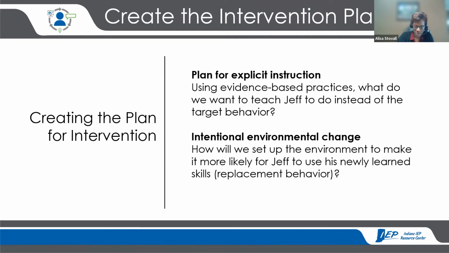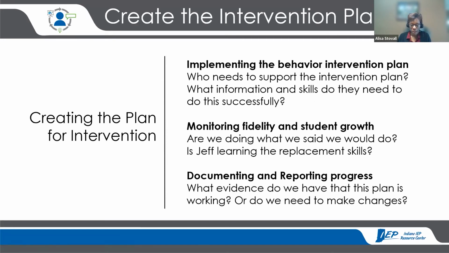But excellent resources. So we're going to plan for the explicit instruction. We're going to use the tools that are most effective and evidence-based, and we're going to be very intentional about setting up the environment for that new learning. And then we have to make sure that we implement the plan.